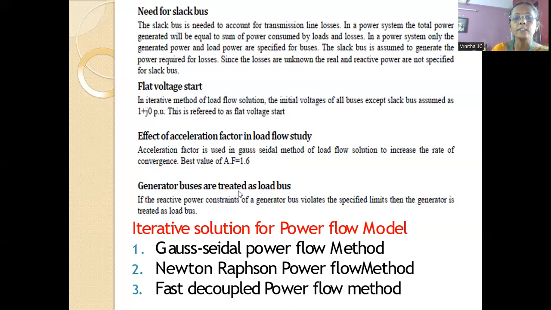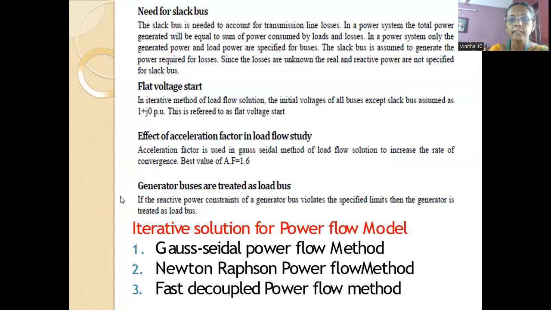And generator buses are treated as load buses. Normally in a power system, we have load buses as well as generator buses. In the generator bus, we have to calculate the value of Q and check whether it lies within the specified limits. If it lies within the specified limits, we consider that bus as a generator bus; otherwise, it will be considered as a load bus.